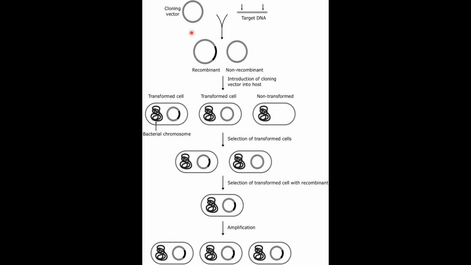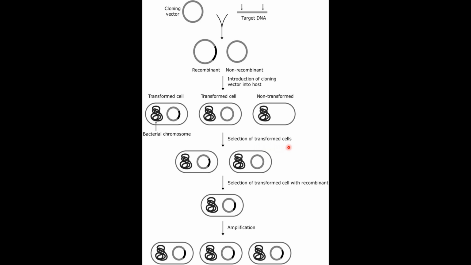So now let's summarize the cell-based DNA cloning. The cloning vector and the target DNA are ligated to form constructs. They can either be recombinant if they have the target gene or non-recombinant if they don't have the target gene. Then they are introduced into the host cells, and here three different scenarios can occur. One is that no construct is transferred to the host cell. They will be referred to as non-transformed cells. Or they contain either the recombinant or the non-recombinant construct.